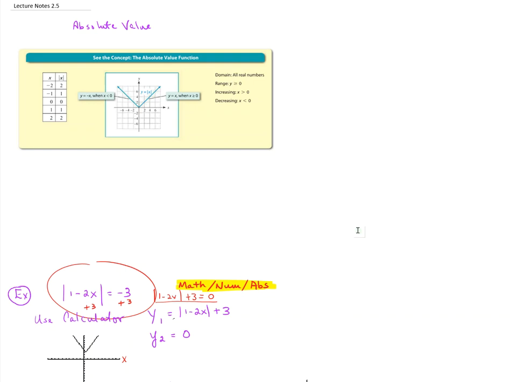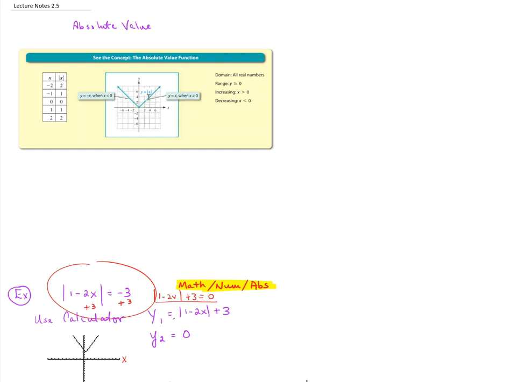This is section 2.5, and we're going to be working with absolute value. So let's first look at the absolute value function here. We have x values, and this is the absolute value of x, which would be your y. And you note that there are no negative values over here.